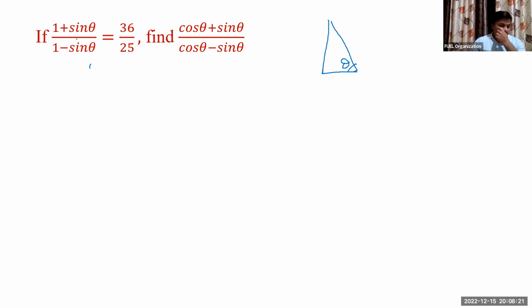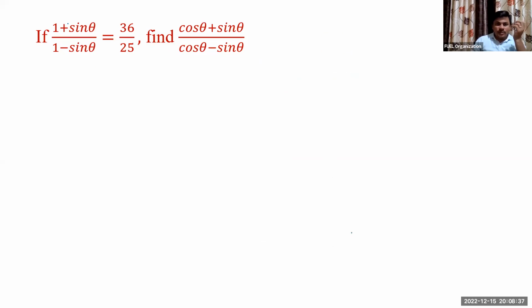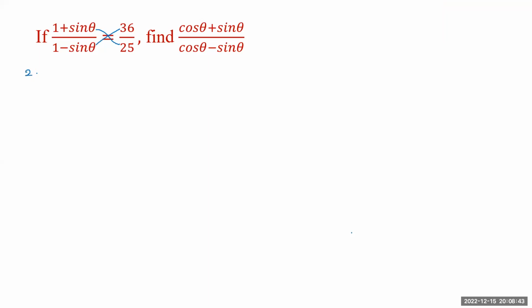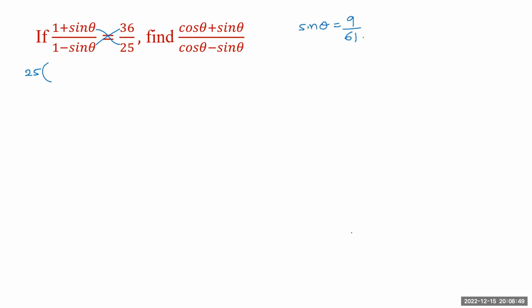Okay, I will tell you one simple method to solve such questions. Listen carefully. First, what is the given question? It's not possible for you to directly find theta. So what we will do, we will first do cross multiplication. If you do cross multiplication, I got sine theta is equal to 9 by 61.